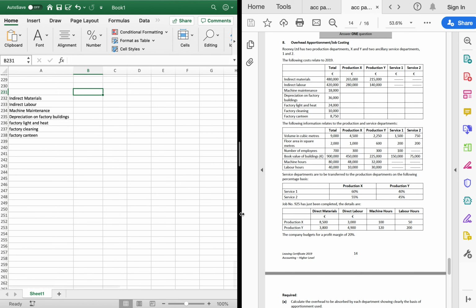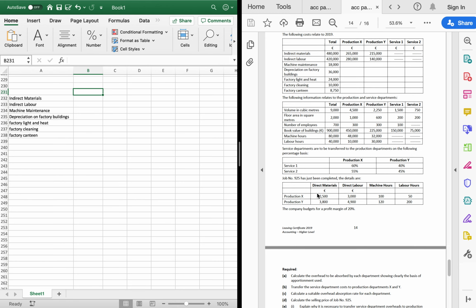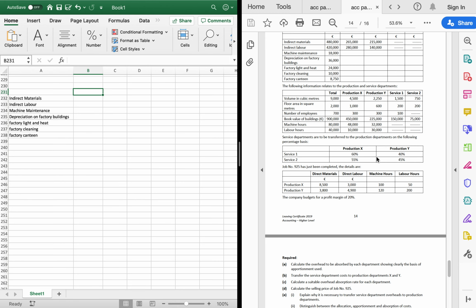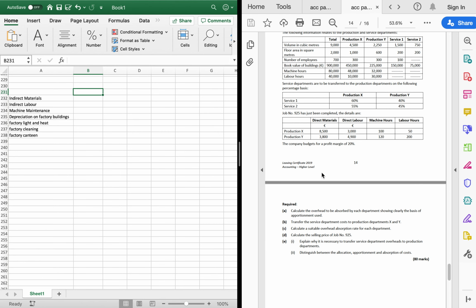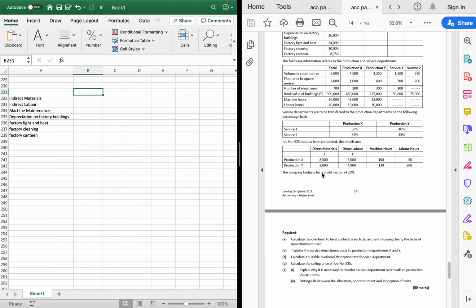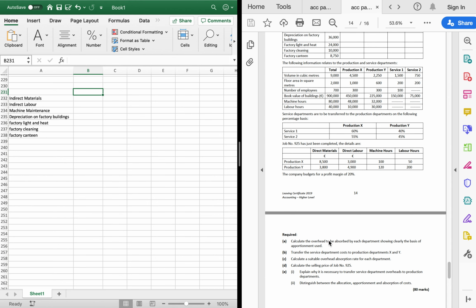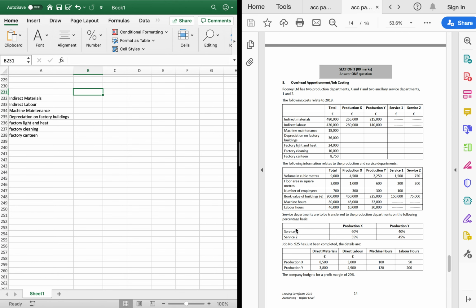So, you're given a load of information: production X, production Y, totals, and so on. You're given information about the business and the volume, the floor area, number of employees, etc. Then you're given information about a job. This thing here isn't going to be too important. All right, so it says calculate the overhead to be absorbed by each department, showing clearly the basis of apportionment used. So that's basically fill in the rest of this table.